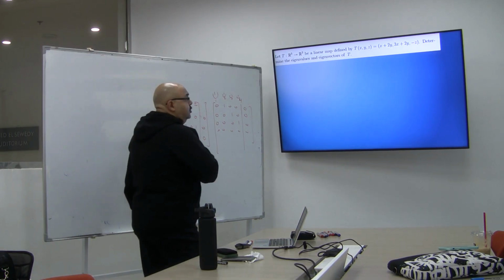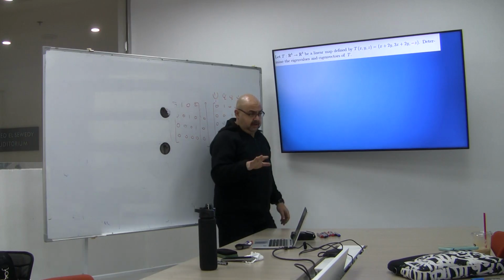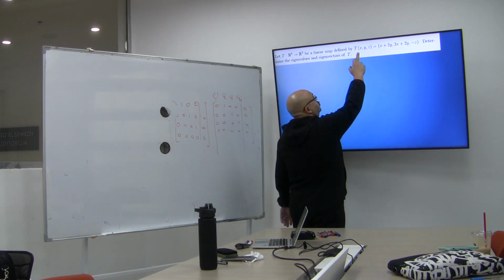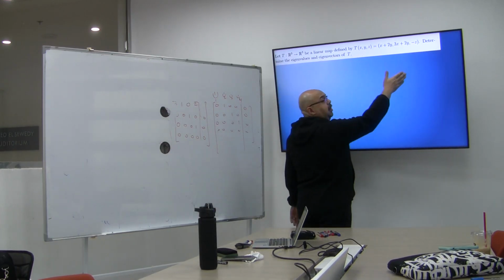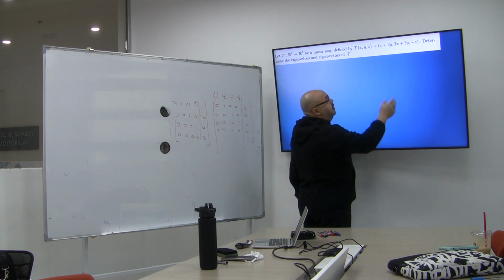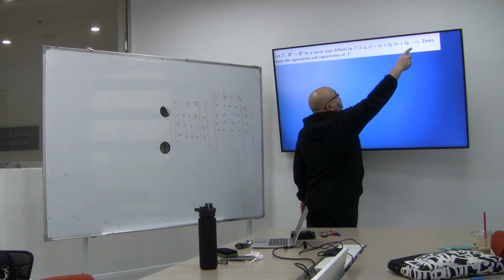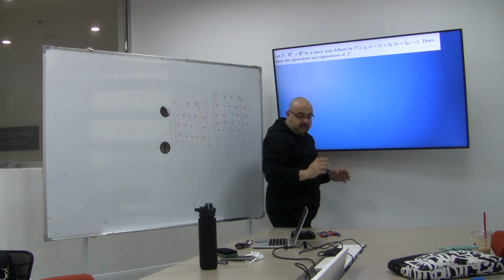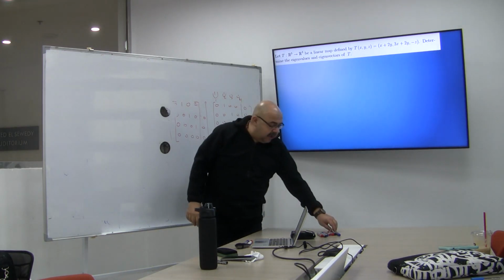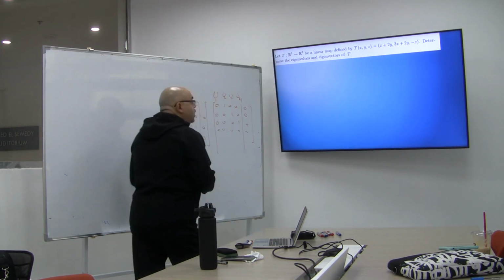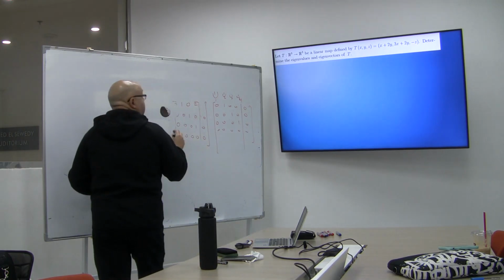Now I have a linear transform that's transforming, if you remember, x, y, and z, 3 coordinates, from R3 into R3. Those are 3 coordinates and those are 3 coordinates. How would the transformation happen? It would happen using this matrix.